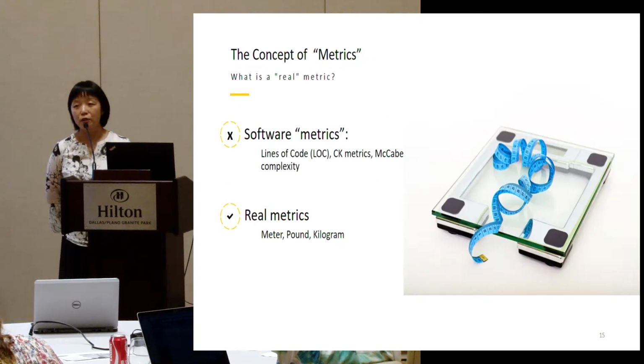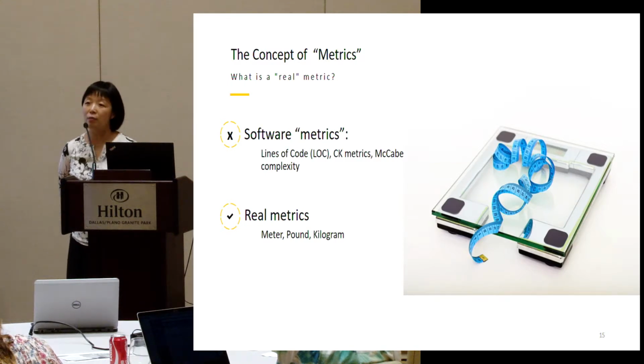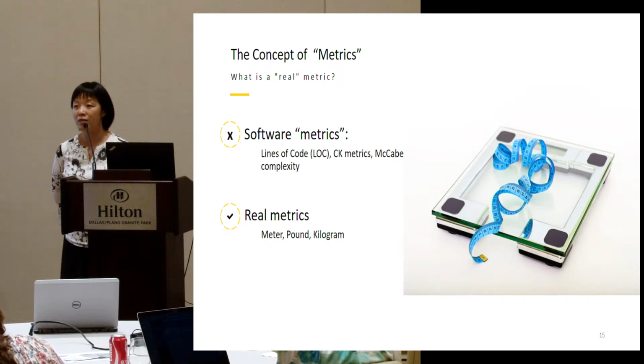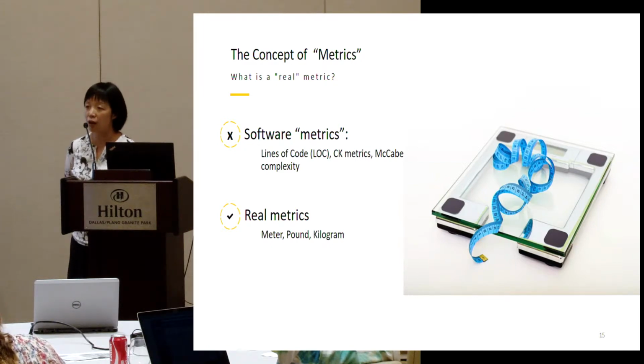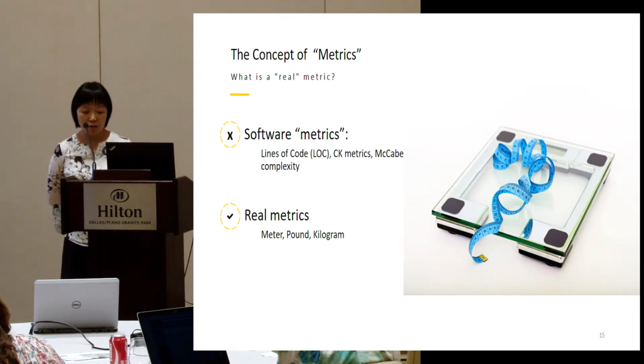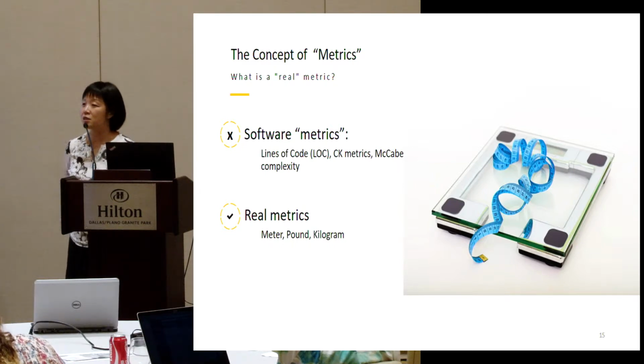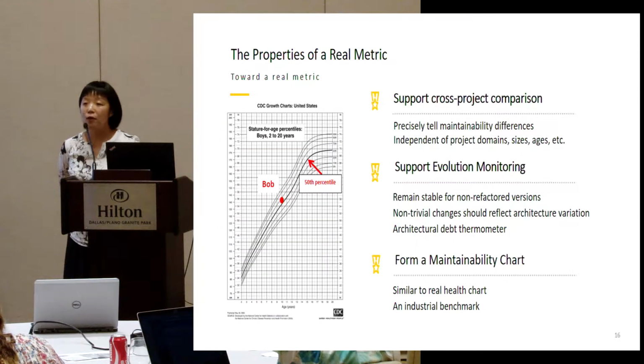Okay, so there are so many metrics already, right? We have coupling, cohesion, and CK, and all kinds of metrics. If you use SonarQube, you can be overwhelmed by the number of metrics and measures they provide, right? Why are we having another one? Because we observe that none of the existing so-called metrics are real. What are the properties of real metrics, like the meter and bathroom scale? We identified three major properties of a real metric.